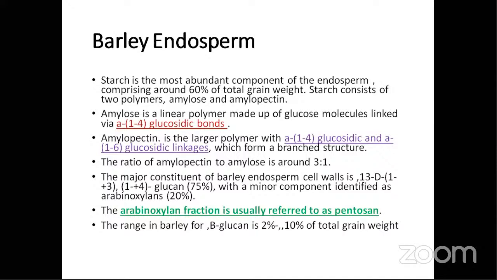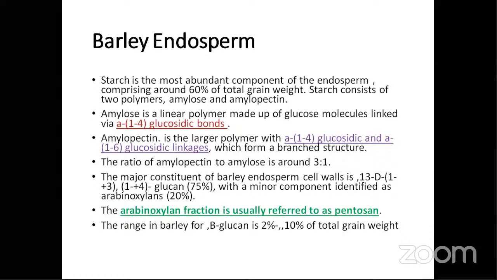So this you should remember, it is alpha-1-6, it is not beta-1-6. In MCQs, they add this beta-1-6 also. So this is a very important point from the examination point of view. Then the ratio of amylopectin to amylose is 3:1, that is around 75% amylopectin and 25% amylose.